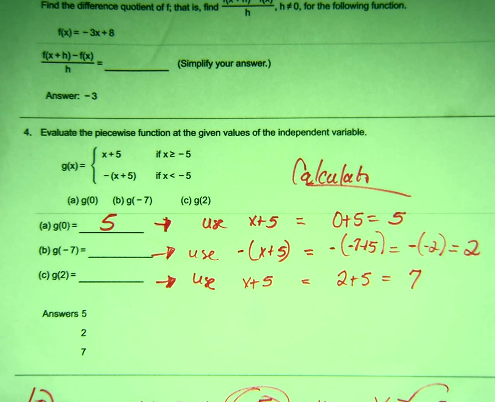Then we have the next part. x is positive 2. That's what this indicates right here. So, using your conditions again, we have to compare. Is x greater than or equal to negative 5 or less than negative 5? Since positive 2 is greater than or equal to negative 5, we're going to use x plus 5. Substitute x is 2. 2 plus 5 equals 7. So be very careful with that when you're doing your piecewise.